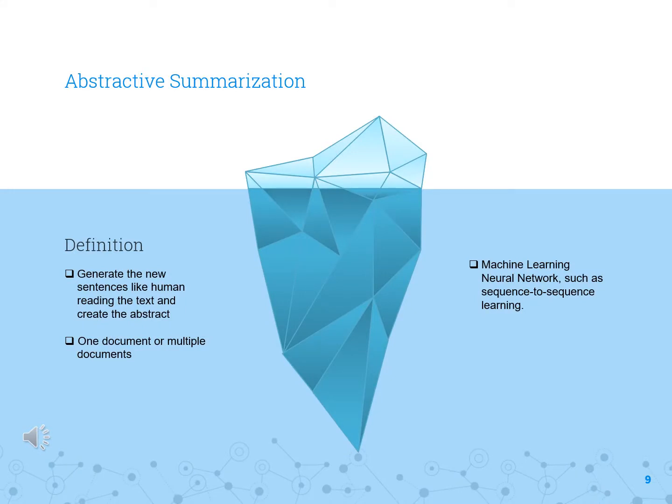Abstractive summarization. The method will generate new sentences like a human reading the text and creating the abstract. It could be used for one document or multiple documents. In recent years, machine learning is widely used for abstractive summarization, especially neural networks such as sequence-to-sequence learning.